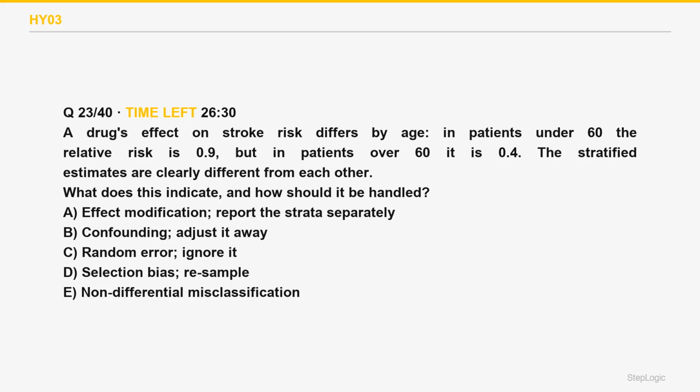What does this indicate and how should it be handled? A drug's effect on stroke risk differs by age. In patients under 60, the relative risk is 0.9, but in patients over 60, it is 0.4. The stratified estimates are clearly different from each other.